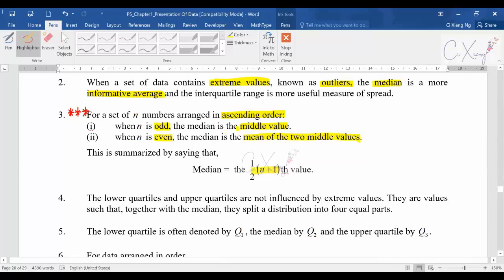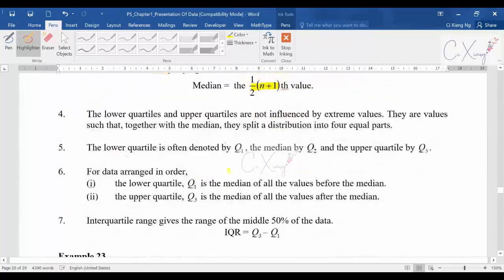You locate yourself using common sense or basic knowledge. And then the median is the mean of the two middle values. So I usually don't ask students to memorize any formula or anything, just try to understand this method. The lower and upper quartile are not influenced by extreme values. They are also the values such that together with the median, they split the distribution of the data into 4 equal parts.